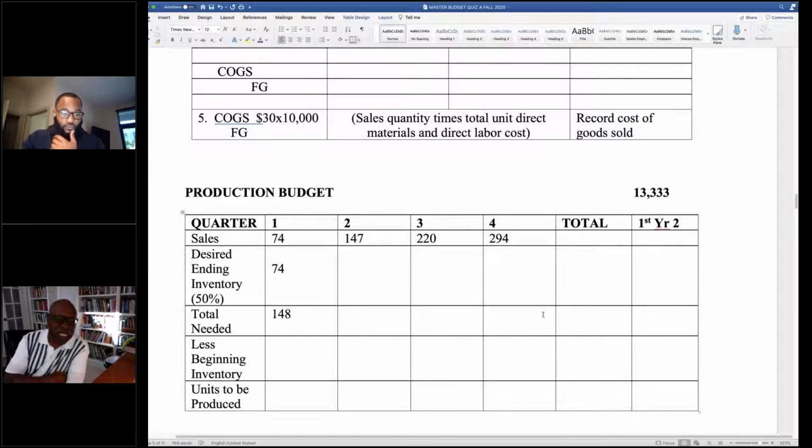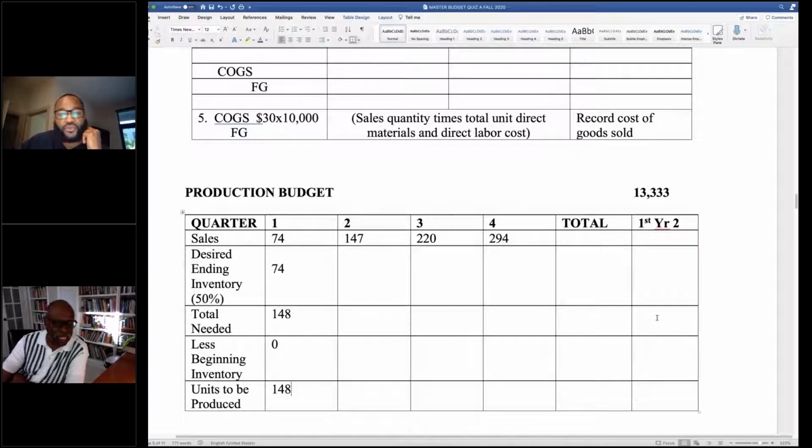Okay, you don't have any beginning inventory, so 0 goes in that box. So you're going to produce 148. So we produce what we're going to sell plus half of what we're going to sell next quarter. So we have some inventory on hand the first day of the quarter. So the units to be produced is the same as the total needed, minus the beginning, plus the beginning.